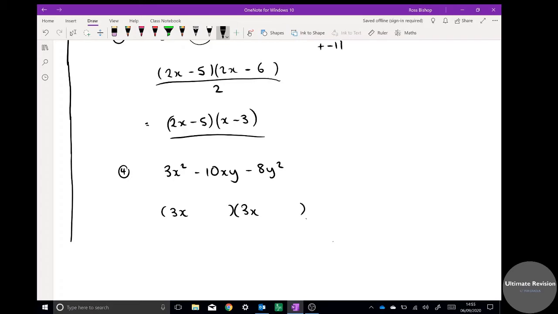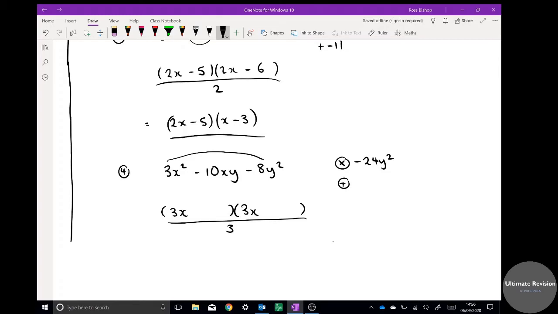3x all over 3. Okay, same as I did on the last one. Now the two numbers must multiply to 3 times the whole of that constant. So 3 times 8y squared, minus 8y squared, is minus 24y squared. And they must add to the middle term. Now the middle term's not just minus 10.